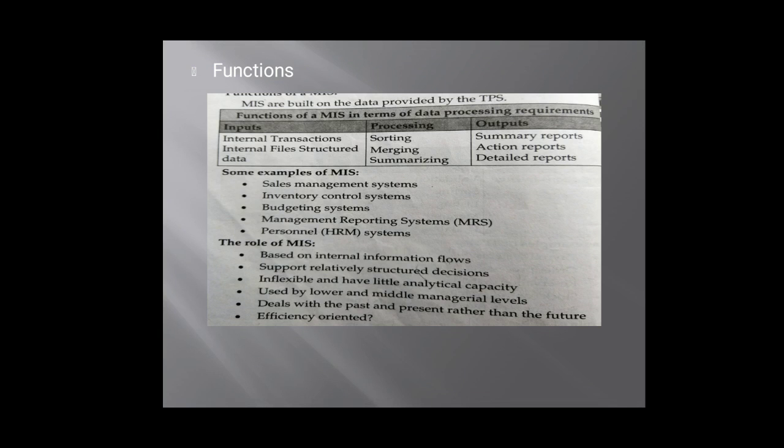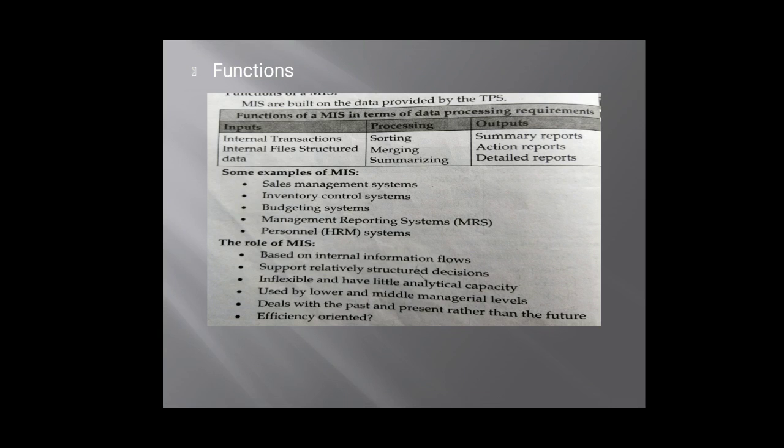So what are the functions of managers that have been done? The first one is input, processing and output. We have differentiated it in three criteria. So input depends on internal transactions, processing is done on sorting, and summary reports as an output. Internal file structure, the whole maintenance of data is being done in internal file structure. Then they have all the data merged together as a processing, and action reports are being done. Whatever task reports are being taken are given as an output.